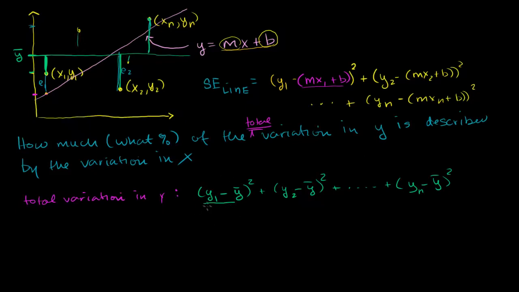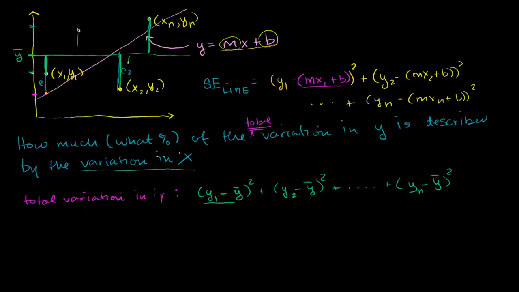Makes sense. If you divide this by n, you're going to get what we typically associate as the variance of y, which is kind of the average squared distance. Now we have the total squared distance. So what we want to do is see how much of the total variation in y is described by the variation in x. So maybe we can think of it this way.